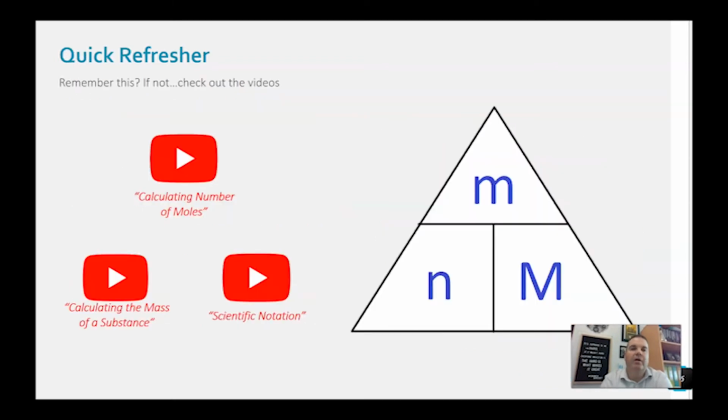So, quick refresher, all right? Number of moles is mass over molar mass. So you're going to need to be familiar again with how you calculate number of moles using this, how to calculate the mass of a substance, and also to have your scientific notation down pat, okay? So please make sure if you need a refresher on that, you look at any of these videos. So scientific notation is that one, okay? Mass of a substance is this one. Calculating number of moles is this one.